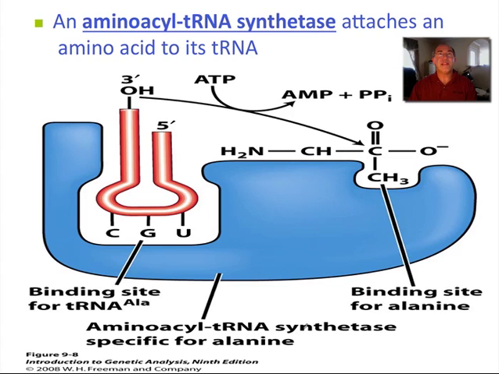This is the amino-acyl transfer RNA synthetase enzyme. This is the transfer RNA, and here is the new amino acid. And this enzyme, its job is to make sure the correct anticodon on this transfer RNA is joined to the correct amino acid over here, and it makes this bond. So you now have a charged transfer RNA.